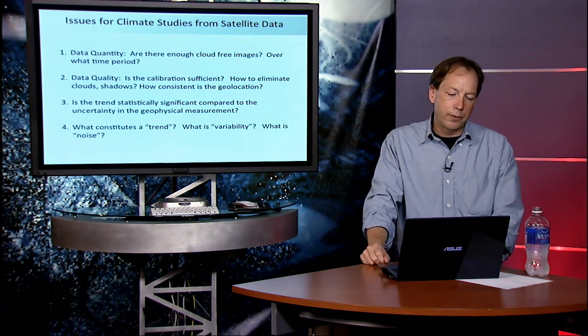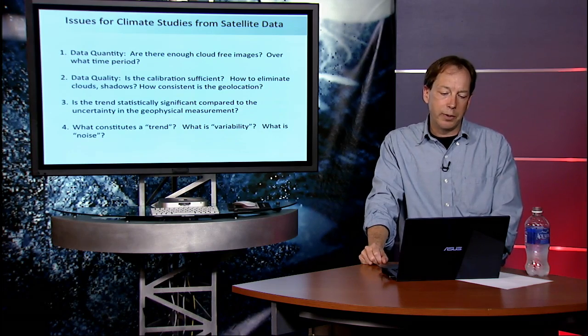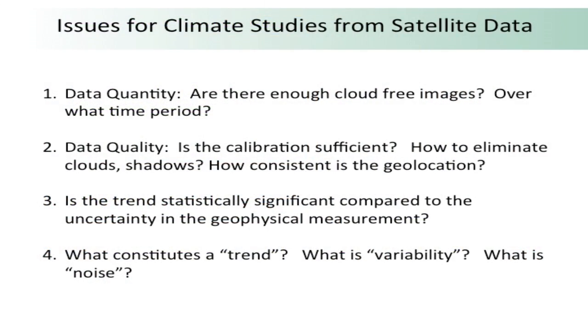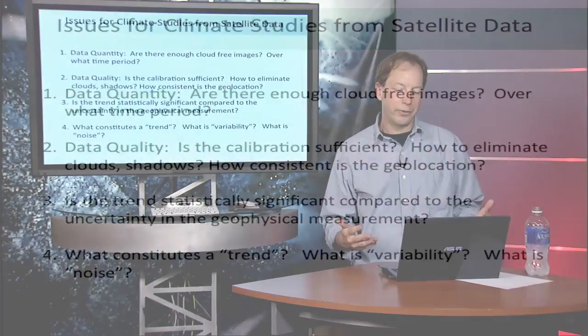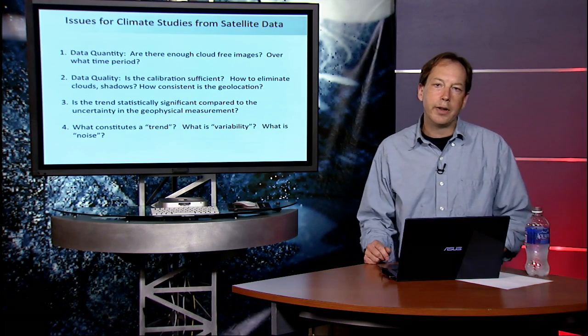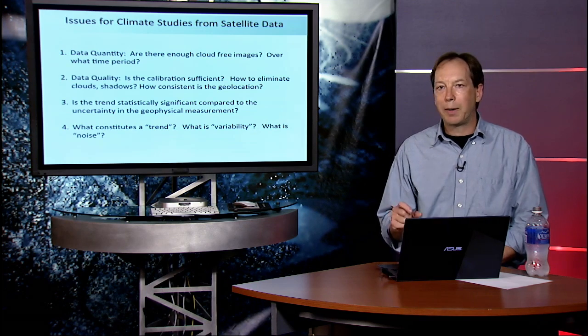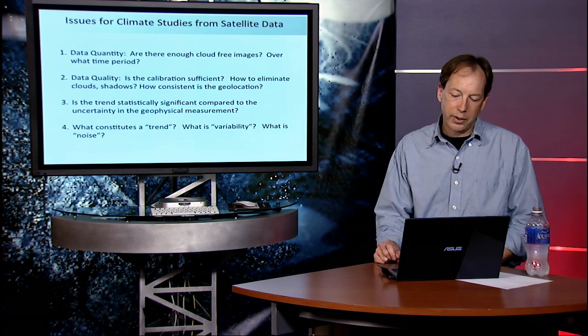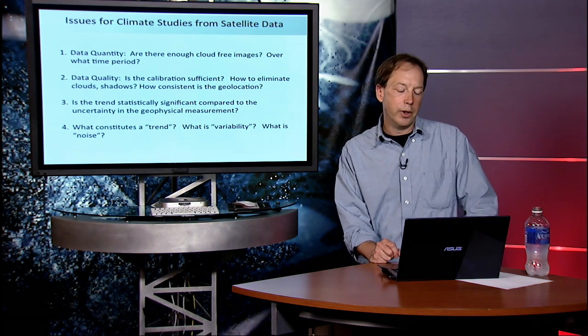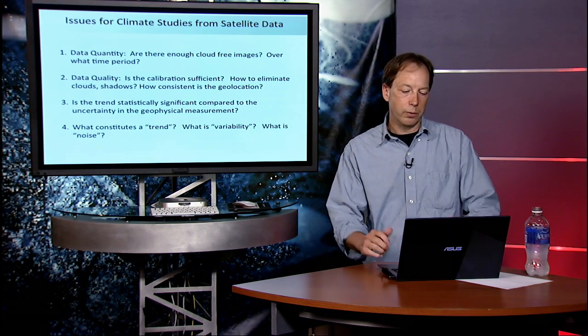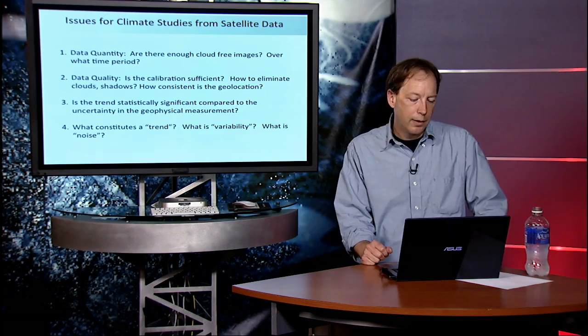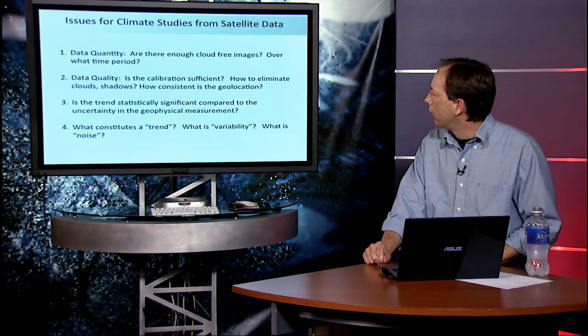So there are a set of issues, particularly for Landsat, that we have to think about when we're producing climate quality data records. The first is the quantity of data. As I said before, Landsat, although we talk about it as though it collects globally every 16 days, over the lifetime of the mission, it hasn't always done that. Particularly in the 1980s and early 1990s, there are gaps in the record for various parts of the world, and so you have to be careful that there's actually enough cloud-free imagery to produce a long-term record for where you want to work. The second element is data quality.